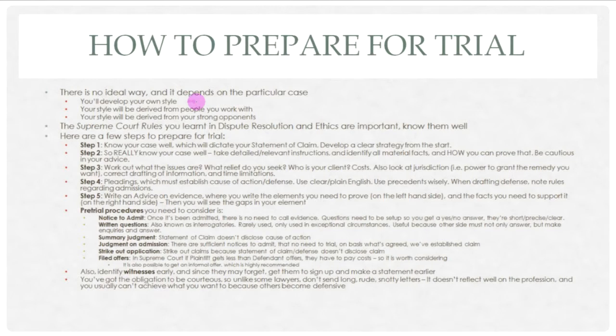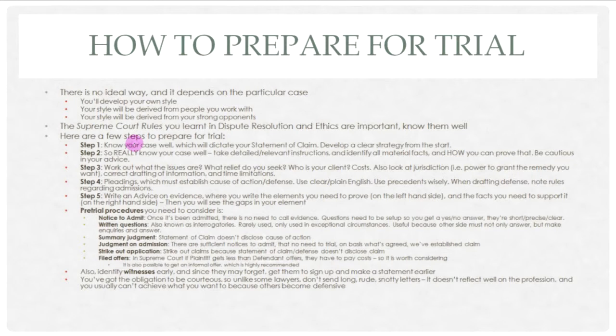So here are the following few steps to prepare for trial. Step 1, know your cases really well. They'll dictate your statement of claim. Develop a clear strategy from the start, basically. So be strategic. Step 2, really know your case very well. Take down detailed, relevant instructions and identify all material facts and how you prove them. So be cautious in your advice too.